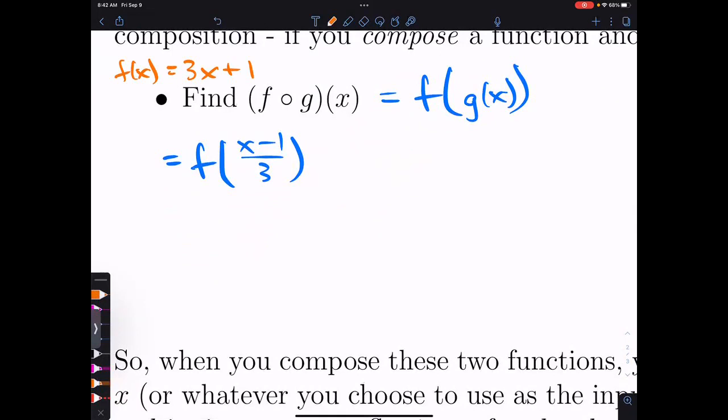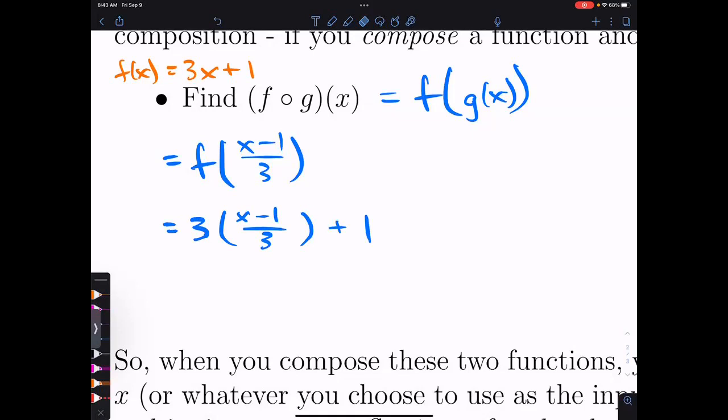All right, so if f of x is 3x plus 1, then what's f of x minus 1 over 3? It's 3, and in place of x, I put that whole thing, right? x minus 1 over 3. We're composing, so we're plugging one function into the other. The order says do g first, so plug g into f. Now that we've done the substitution, we just need to simplify.